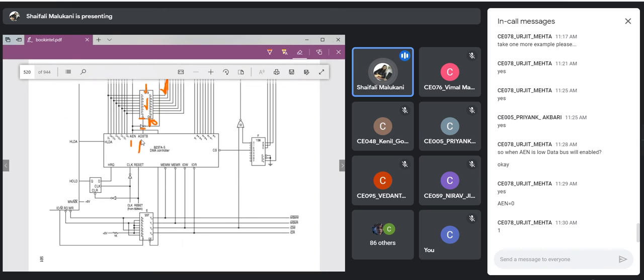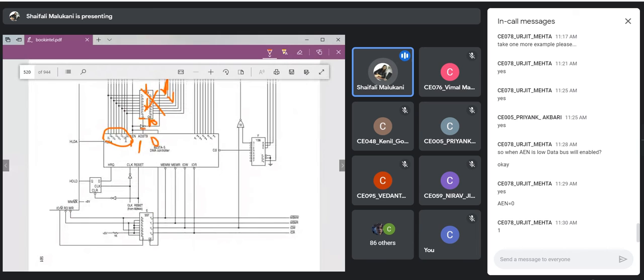Okay, but suppose now address stop becomes 0. So that means this latch is disabled. Though AEN is 1, address stop is 0, that's why this latch is disabled. If it is disabled, whatever changes appear in the input will not get reflected in the output. That means my A15 to A8 will not get altered now.